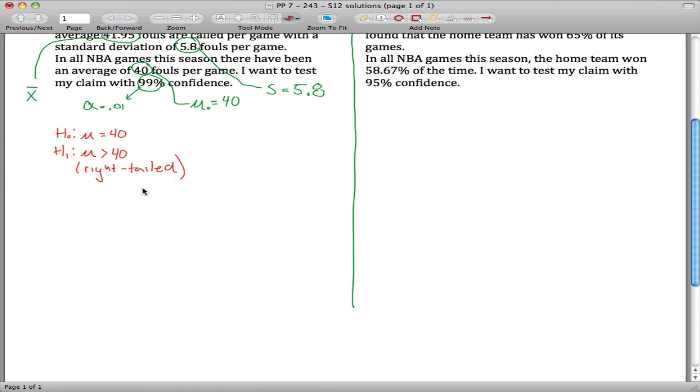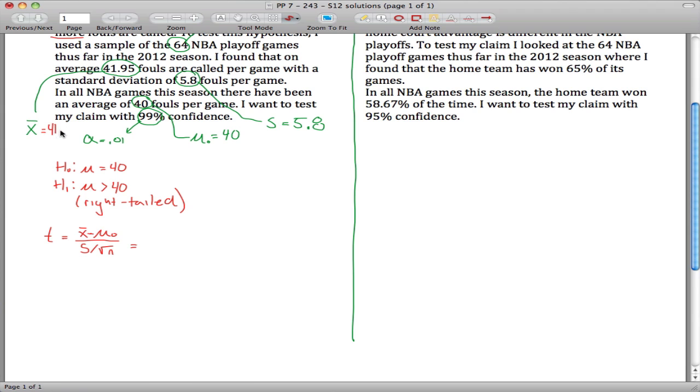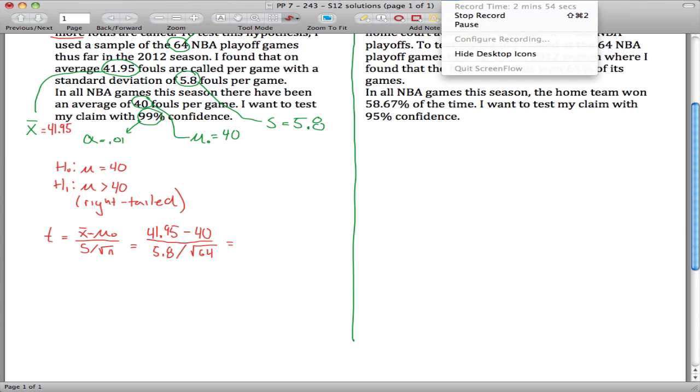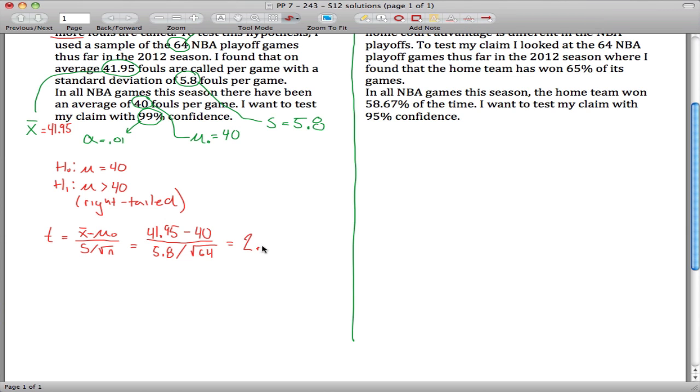The next step is to calculate your test statistic. We're going to use the letter T for this test statistic. The reason why is this is a t-test, because we know S instead of sigma here. Our test statistic is x bar minus mu naught divided by S over root n. That's supposed to be a minus sign in there. And we have all that information up here. X bar was 41.95. So 41.95 minus mu naught, which was 40, divided by S, which was 5.8, divided by the square root of n, square root of 64. If you plug all that into a calculator, that is 2.69 if we round to 2 decimal places for our test statistic.